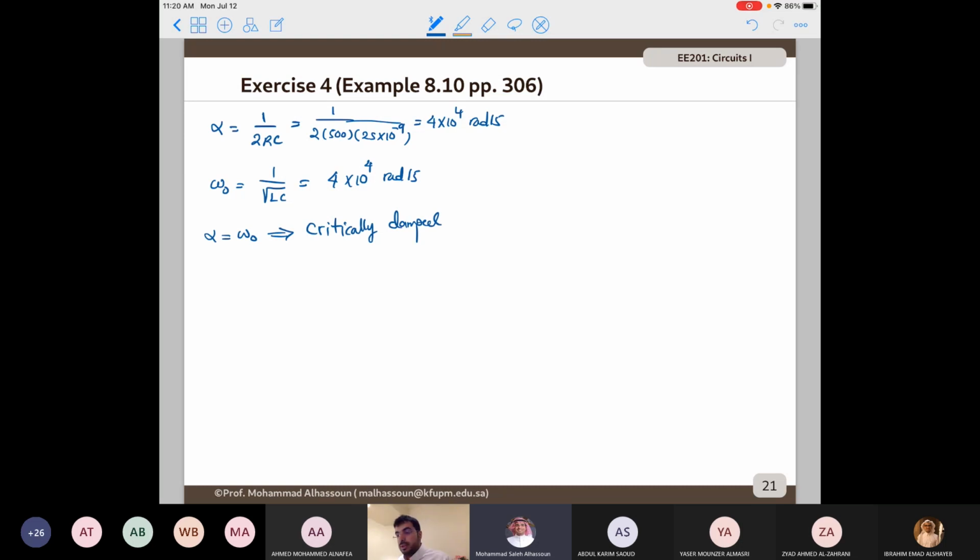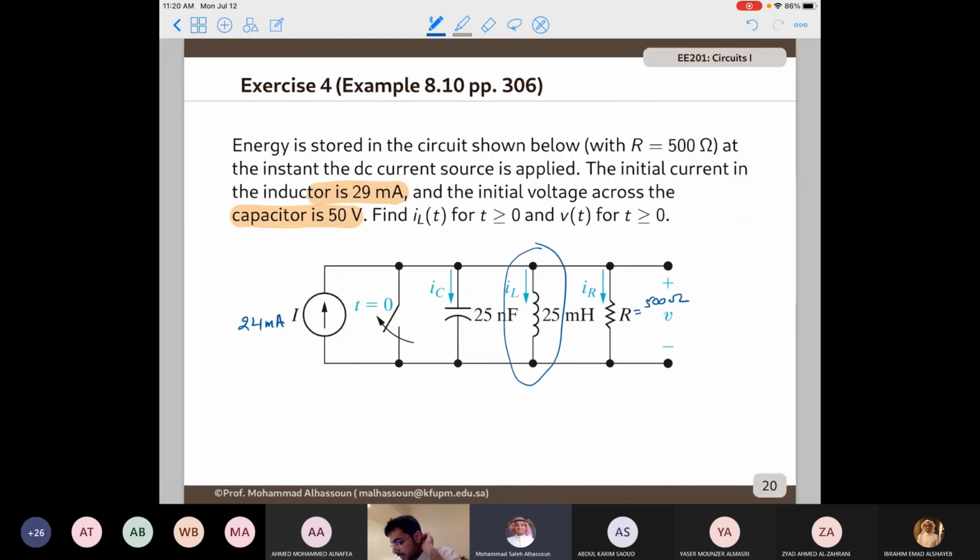So if we have a critically damped response, then we know that the solution is something like this: I final plus d1 prime t... Okay, so now let's look into this form of the solution and see what's missing. We know alpha, we've calculated alpha. So we're missing I final and d1 prime and d2 prime. So let's start with I final. What is I final in this circuit?